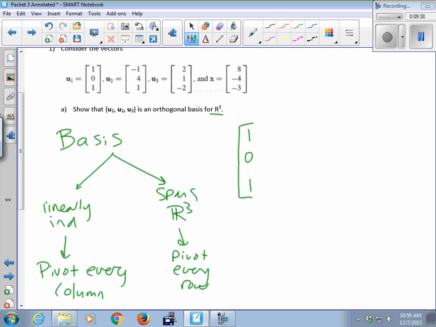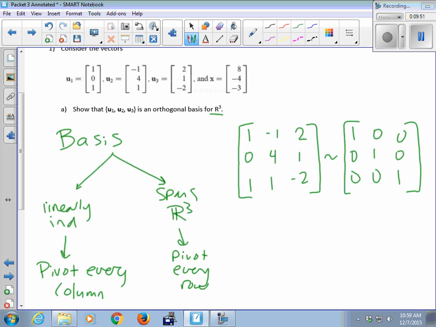All right, so let's go ahead and verify that. The columns are (1, 0, 1), (-1, 4, 1), and (2, 1, -2). Put that in RREF in your calculator, and you do get 1, 0, 0, 0, 1, 0, 0, 0, 1. So check and check. We know that this is a basis. The last thing we have to show for an orthogonal basis is that every vector has to be orthogonal to every other vector in the set.